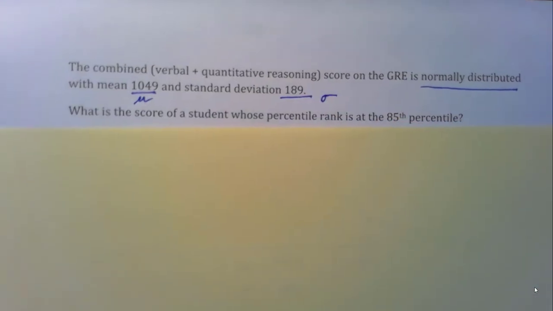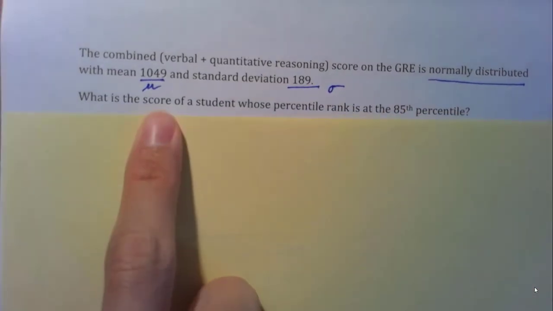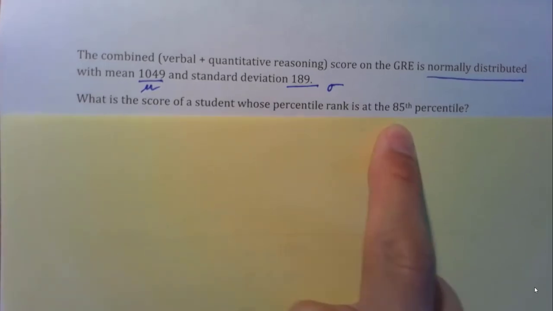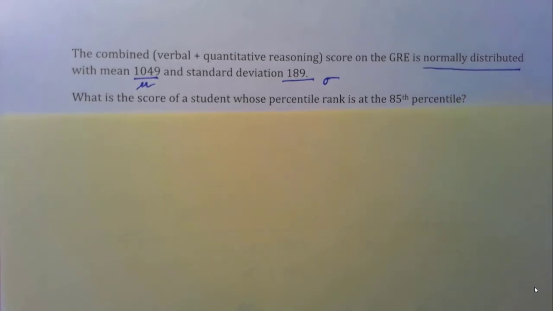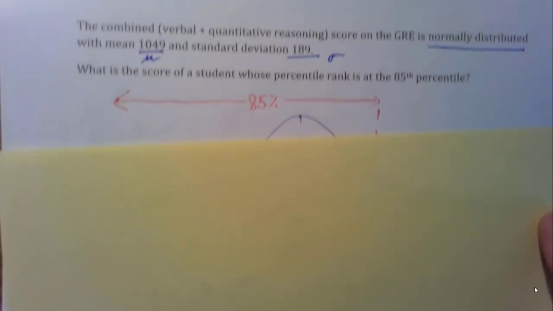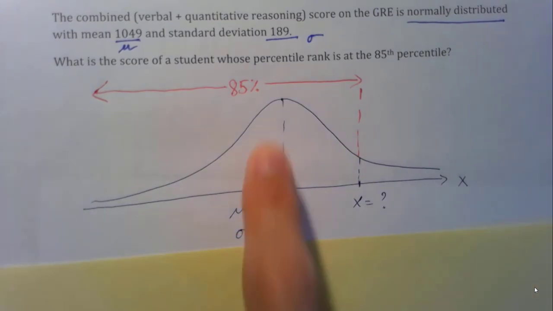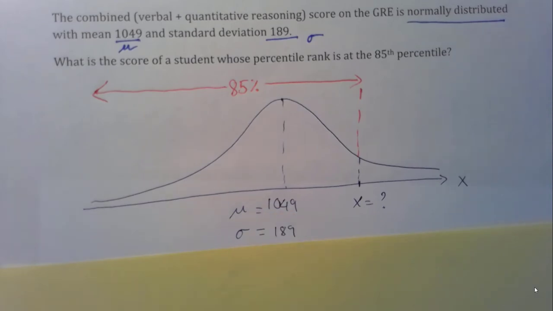sigma. Now they ask you, what is the score of the student whose percentile rank is at the 85th percentile? So let's first draw the curve and see what they are looking for. Now we know the mean and the standard deviation, which is the center. We are looking for the score. This is the X scale. We are looking for what is the score right here that corresponds to the 85th percentile for the rank.